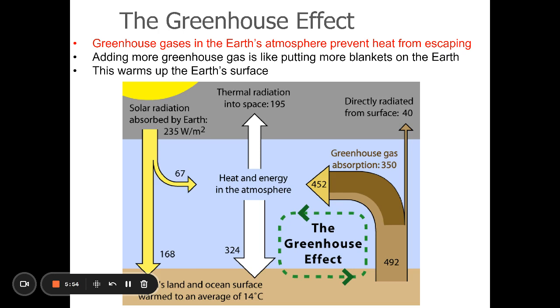It's almost like putting more blankets on your bed, right? Blankets trap heat from your body so that you stay warm. That's what a blanket does. You put on more and more blankets, you trap more and more heat, and you stay warmer. Same sort of principles working in the atmosphere. These special gases trap heat. If we add more of these gases, we trap more heat, and the overall temperature of the Earth increases.